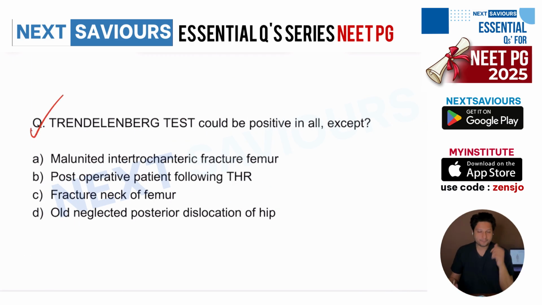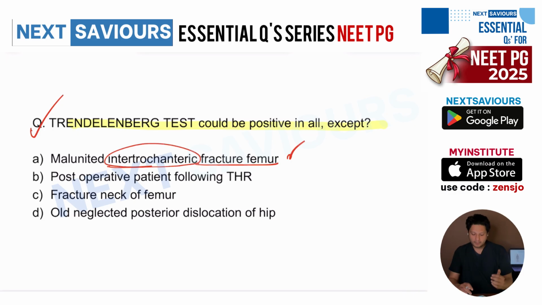Now question number two. Trendelenburg test could be positive in all except. If we look option wise, because you have all understood the basic reasons for which the Trendelenburg test could turn into a positive test. The first one is malunited intertrochanteric fracture of the femur.